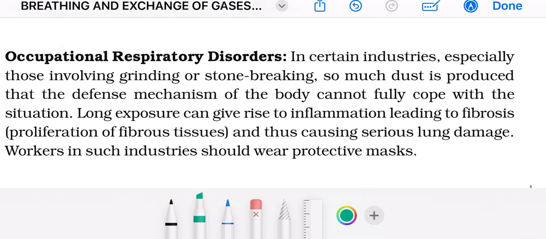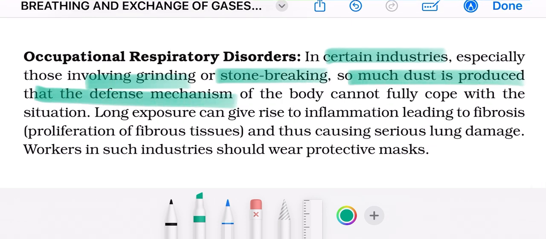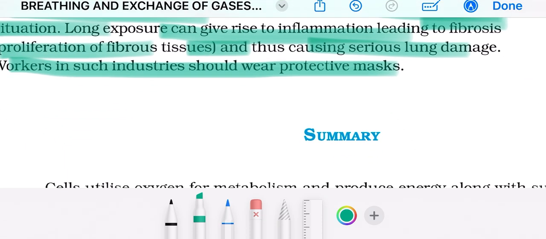Occupational respiratory disorder. In certain industries, especially those involving grinding or stone breaking, so much dust is produced that the defense mechanism of the body cannot fully cope with the situation. Long exposure can give rise to inflammation leading to fibrosis, proliferation of fibrous tissue, and thus causing serious lung damage. Workers in such industries should wear a protective mask.